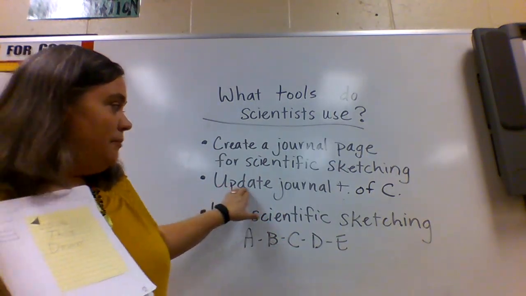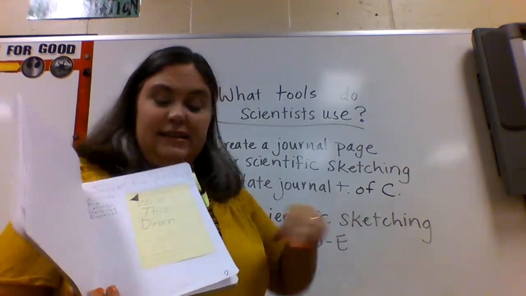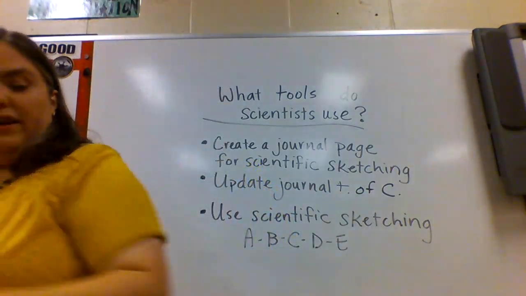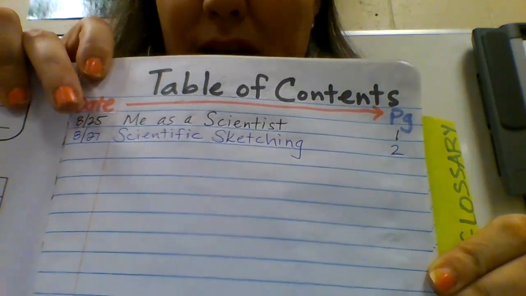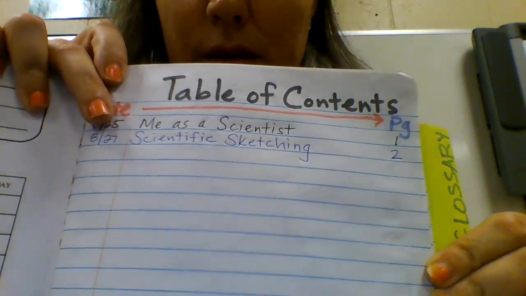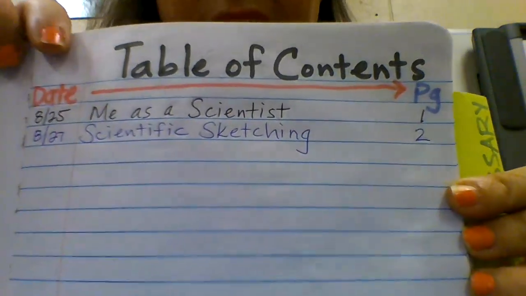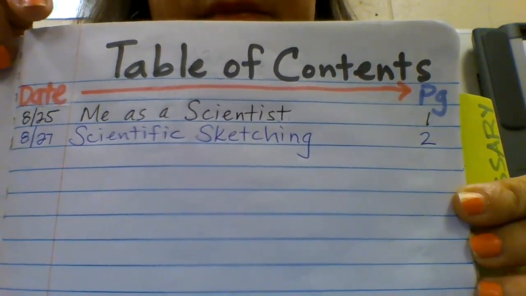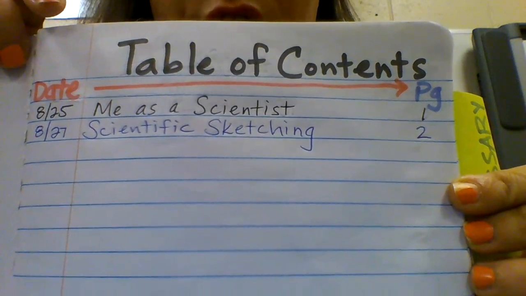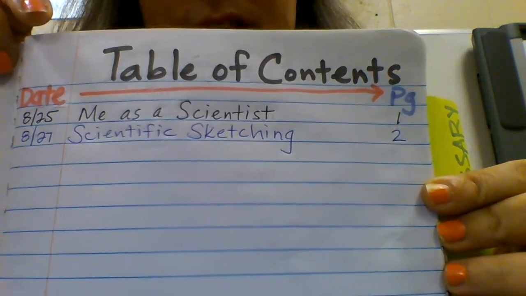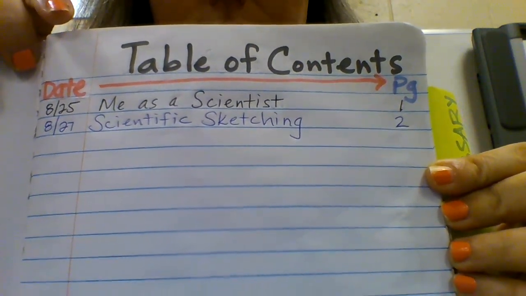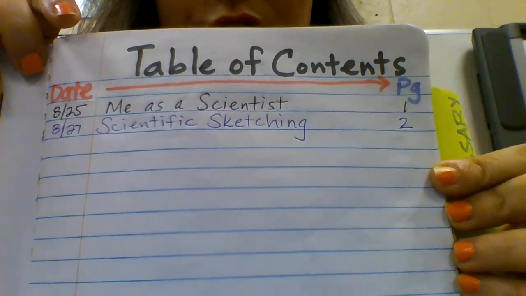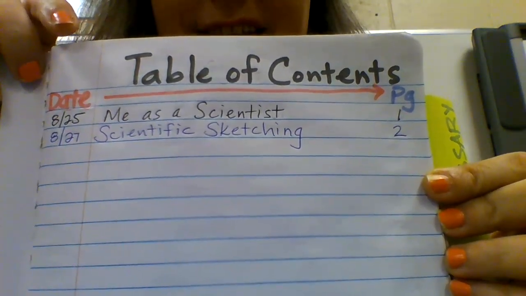All right, now we need to update our journal table of contents, right? So you need to flip to your table of contents page and put today's date, which should be 8/27. And then the title is going to be Scientific Sketching. And we located that on page 2. So take a minute, update your table of contents page, pause the video, 8/27, Scientific Sketching, page 2.